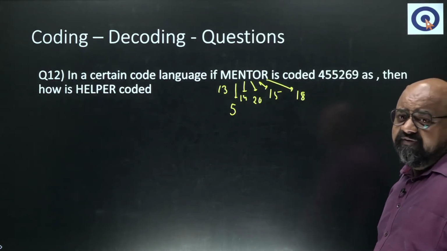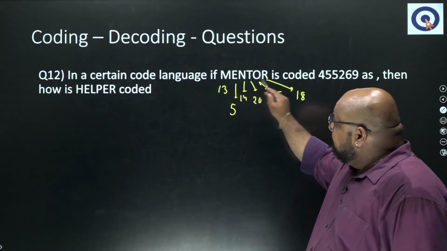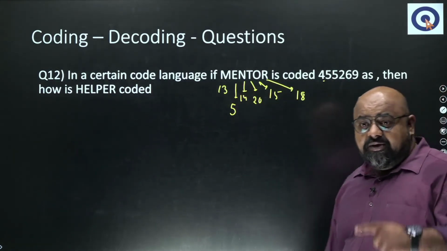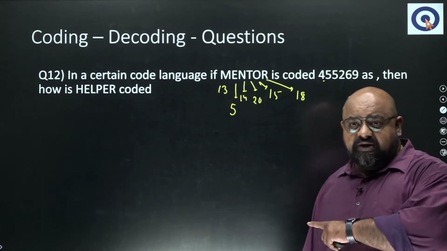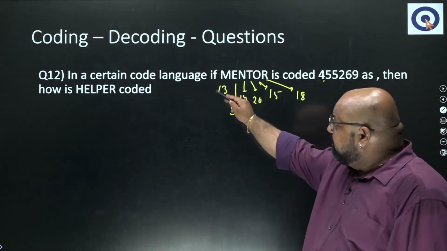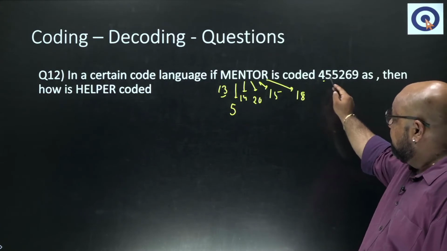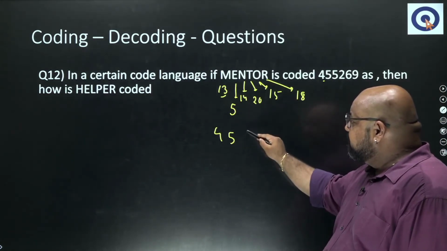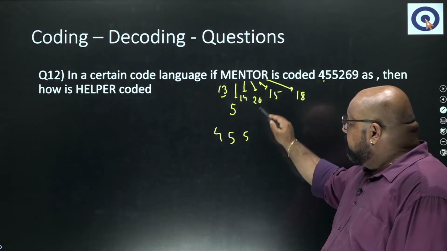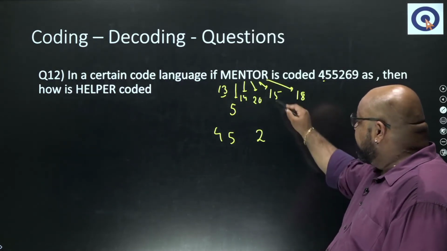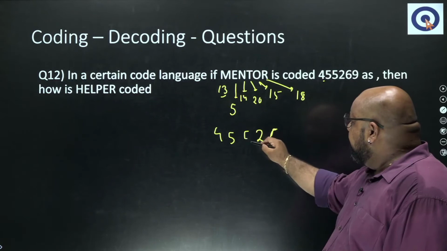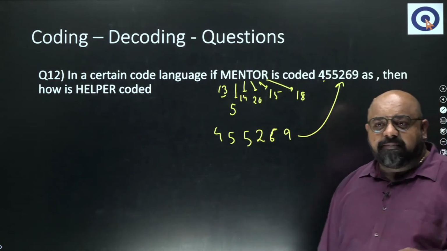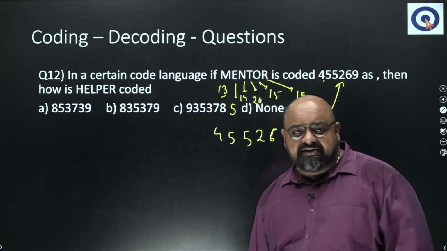The code is 455629. Because there are 6 alphabets here and 6 digits here, that means for every alphabet there is 1 digit, which means from this 13 I have to get one of these digits. Clearly 3 plus 1 is 4. 5 comes as it is. 4 plus 1 is 5. 2 plus 0 is 2. 5 plus 1 is 6. And 8 plus 1 is 9, which is the code given. So you write the number values of each alphabet and add the digits.